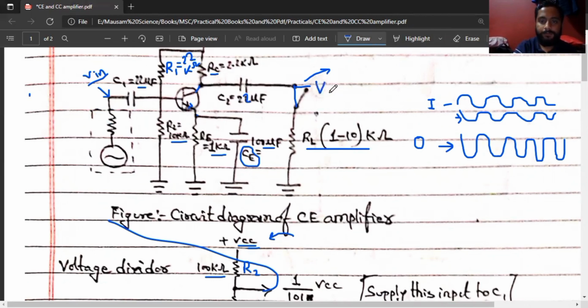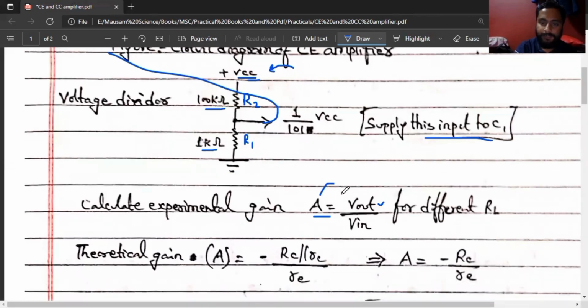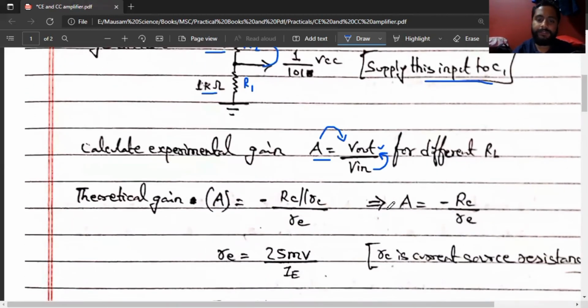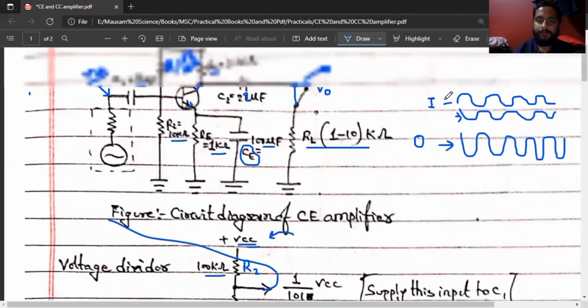Whatever voltage we get here as output and whatever voltage we get here as input, we will vary the resistance from 1 to 10 kilo ohm and calculate the voltage here, and we'll get some gain. In any value, we can take a gain. Gain will be equal to V out by V in. Obviously, gain means by what factor the input voltage is converted to output voltage. By what number it multiplies to give the output, that is called the gain. This is the experimental gain we can get from V out by V in.